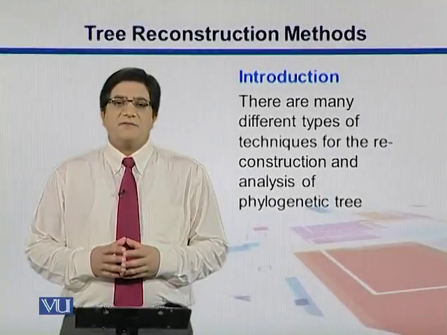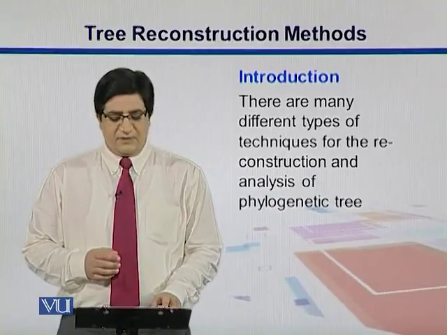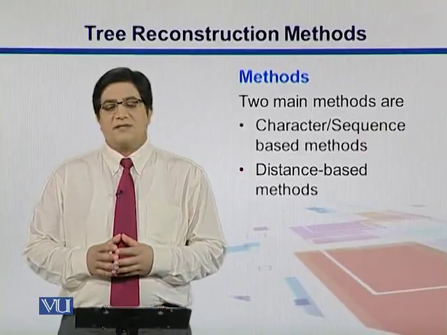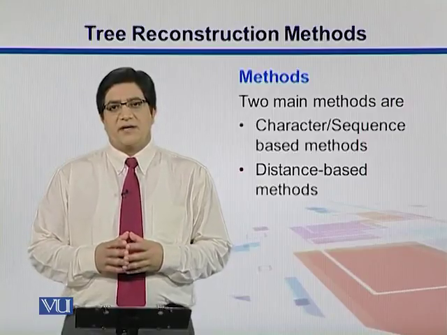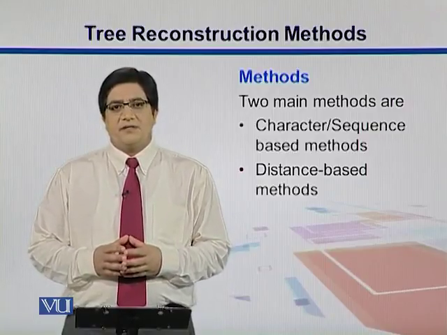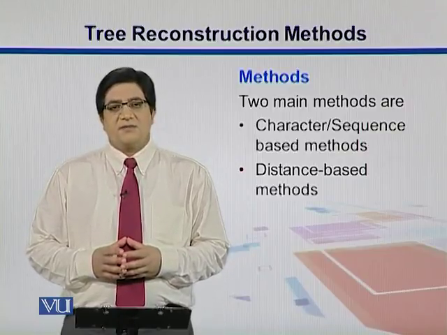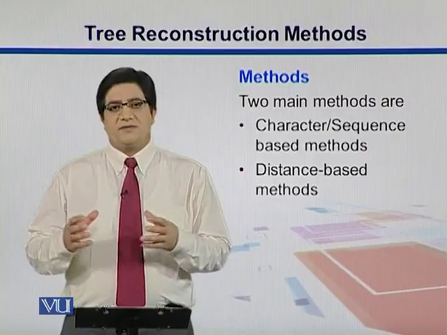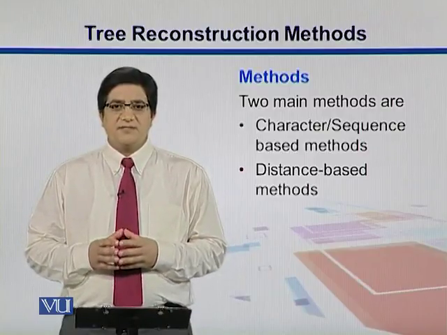There are different kinds of phylogenetic tree reconstruction methods, and mainly they have been divided into two types. One of them is character or sequence based methods, where we look into individual characters independently, or we look into the sequences. Whereas here in distance based methods, we take those sequences and we compare them with one another and we come up with some distance matrices.